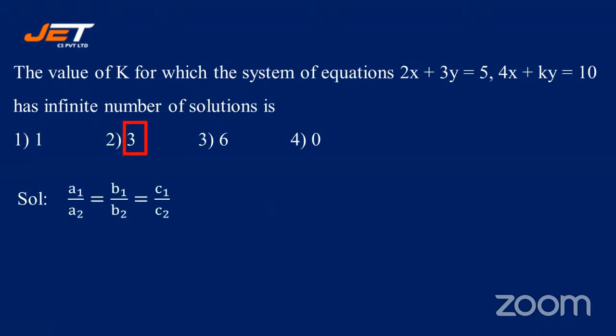It is option 3. How you can just quickly see: A1 by A2 is equal to B1 by B2 is equal to C1 by C2. So 2 by 4 is equal to, it is supposed to be 3 by K. All right. So by mistake, they have given it as 2 by K. Yes. So just a second. Let me work it out and show you.